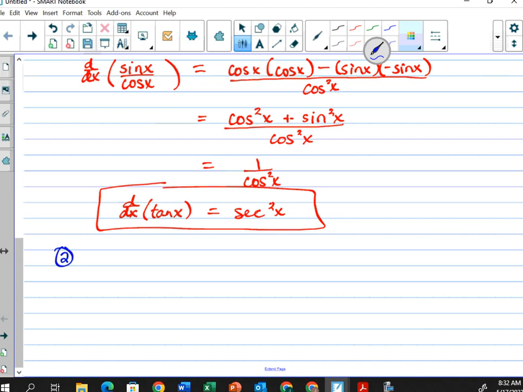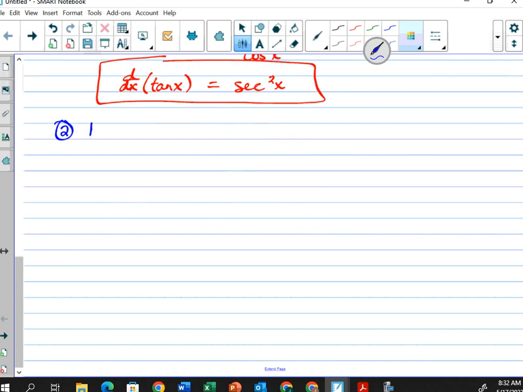All right, next one. Find dy dx. That means we're probably going to have a y in an equation. Of y equals the cosine of 5x. This is not hard, guys, I promise.